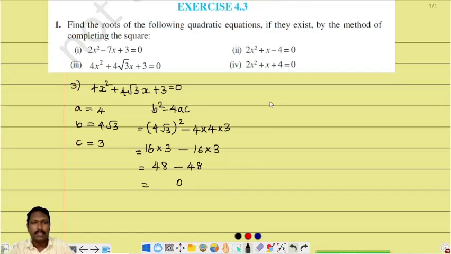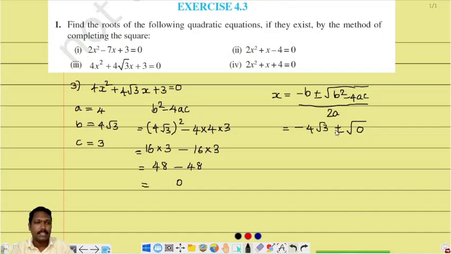Now we can apply the formula. The formula is x is equal to minus b plus or minus root of b squared minus 4ac, all divided by 2a. That is equal to minus b. What is b here? It is minus 4 root 3 plus or minus root 0. We know root 0 is 0. If b squared minus 4ac is 0, then x is equal to minus b by 2a.